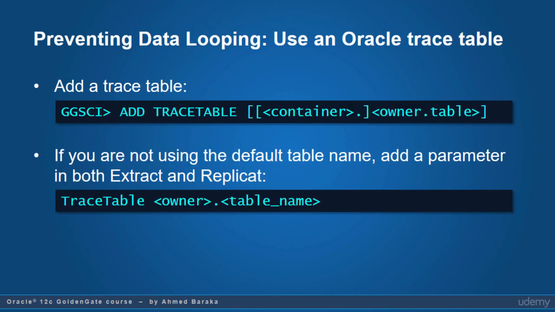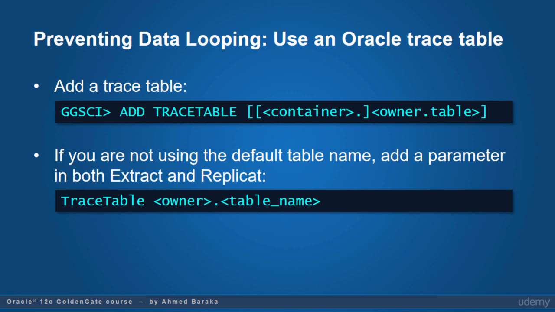Another solution to preventing data looping is to create a trace table. The replicate process will store in that table information about the transaction it executes. To create a trace table, you use the add trace table command in the GGSCI command prompt. You need to use the dblogin command to establish a database connection before you issue that command. If you don't specify the table name, GoldenGate will create a table with the name ggs_trace.